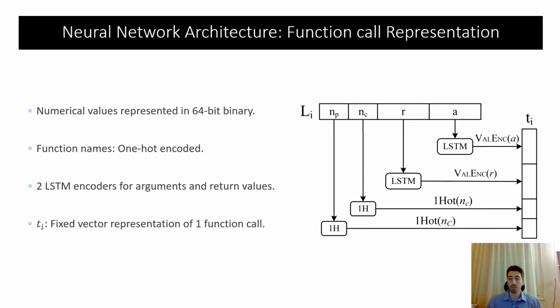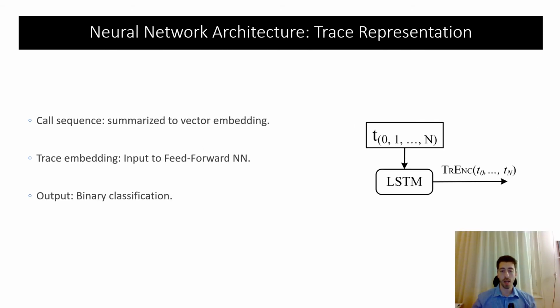Now that we have summarized each function call as a fixed vector, we can pass all these representations as a sequence to the second encoder and summarize all of them into a fixed vector representation of the whole trace. This representation of the whole trace is passed as an input to the feed-forward NN, and of course the learning objective is the binary classification of the trace as passing or failing.